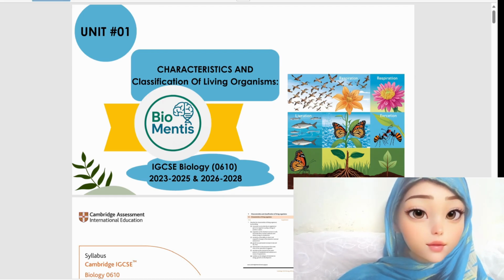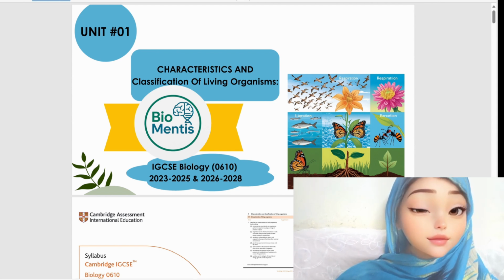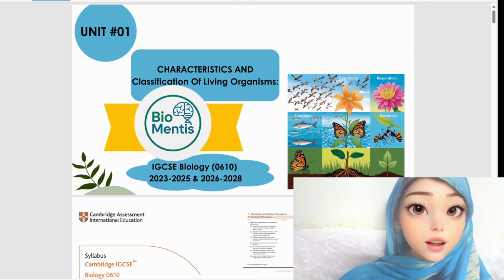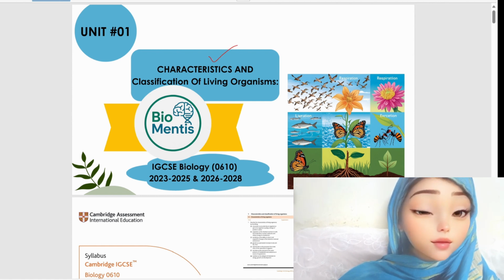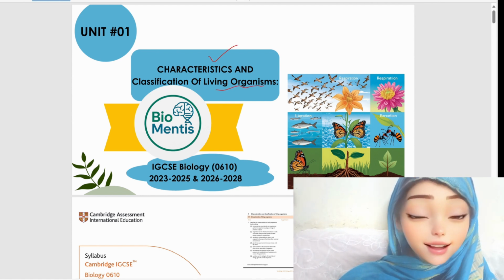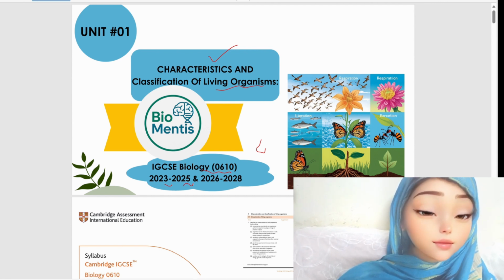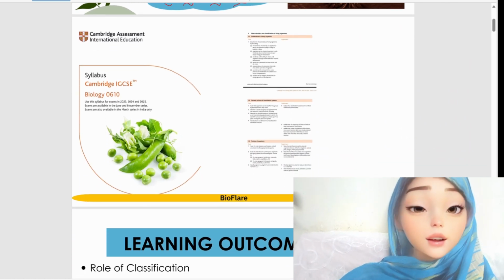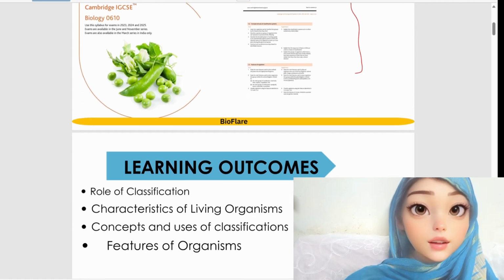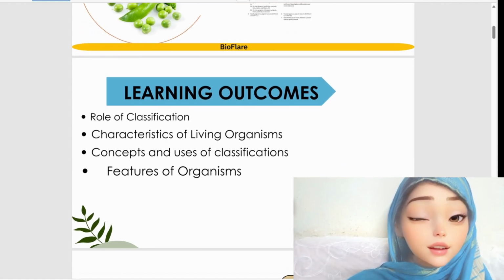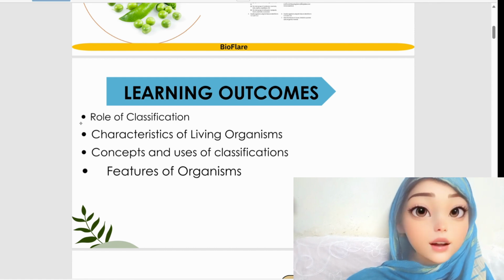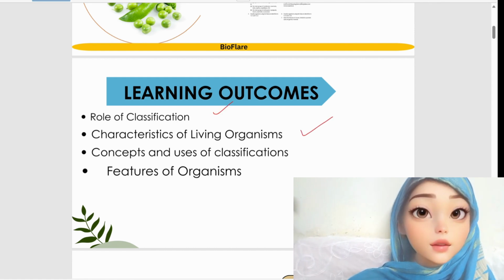So our unit number 1 here is characteristics and classification of living organisms. We are moving according to the Cambridge IGCSE Biology for the year 2023 to 2025 and 2026 to 2028. So here is a syllabus outline for both core and extended. In this unit, the learning outcomes are role of classification, characteristics of living organisms, concepts and uses of classification, and lastly the features of organisms.